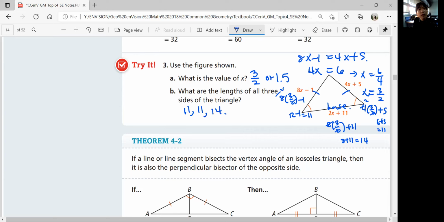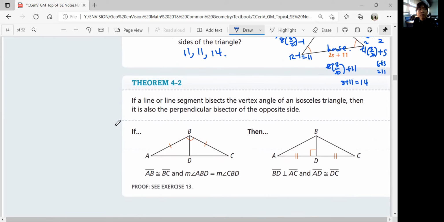Okay, let's look at theorem 4-2. If a line or line segment bisects the vertex angle of an isosceles triangle, then it is also the perpendicular bisector of the opposite side. So we still have an isosceles triangle. If AB and BC are congruent and the angles ABD and CBD are equal to each other, then we know the other sides should also be equal, and line BD is perpendicular to the other side. Okay, so it's a perpendicular bisector.